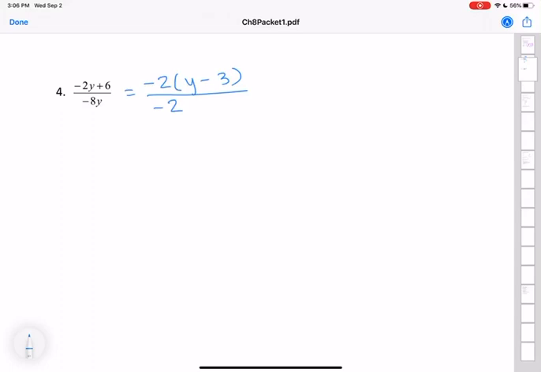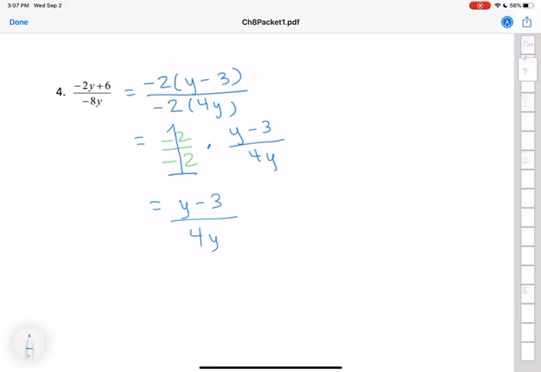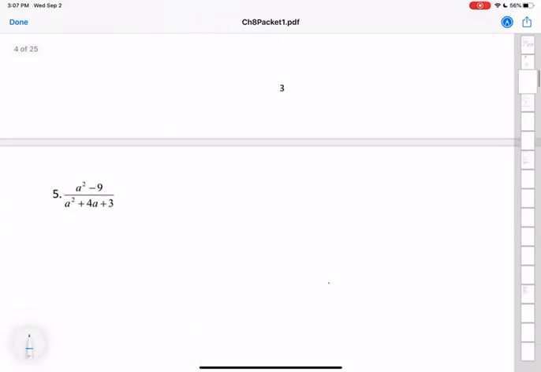So now I have -2 times 4y, which I can break apart so that I have -2 over -2, right? Anything over itself is just going to be 1, times that y minus 3 over 4y. So the -2 over -2 is 1. You can rewrite it with a 1 there, or you can just stick in a giant 1 like that if you want. So we can save ourselves a line. We've got y minus 3 over 4y. All right, moving right along. Oh, number 5. Look at that.